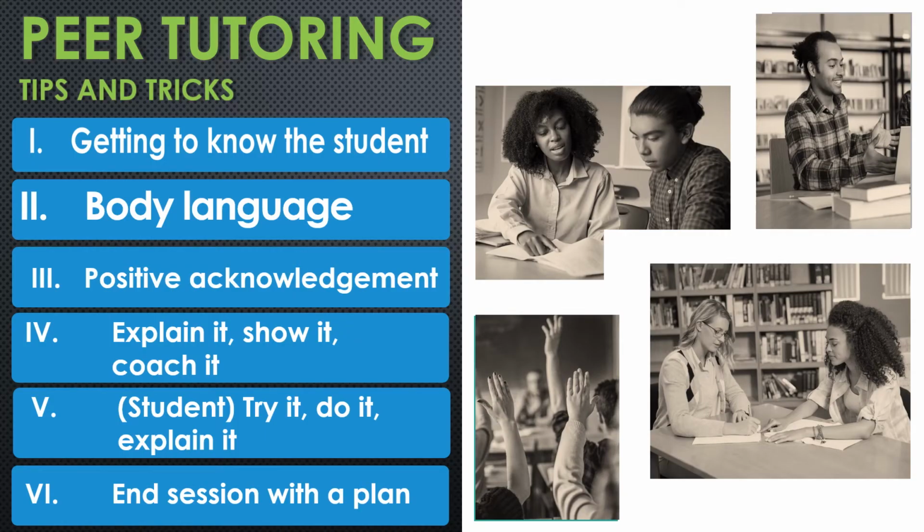Now, just to recap, the six things that I've found that I do in my tutoring sessions all the time are getting to know the student, minding my body language, positive acknowledgement, explain it, show it, coach it, try it, do it, explain it, and ending the session with a plan. This video is on part 3, positive acknowledgement.